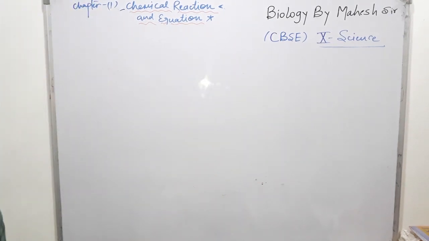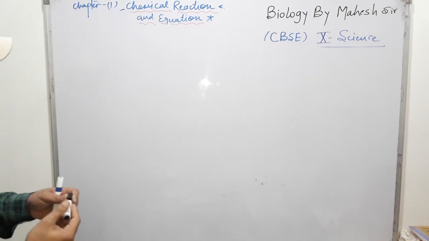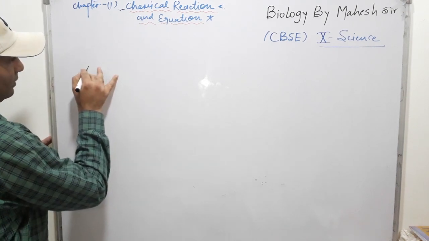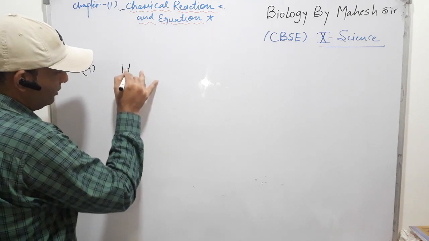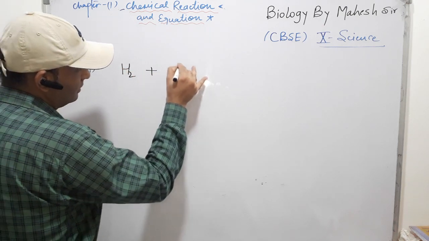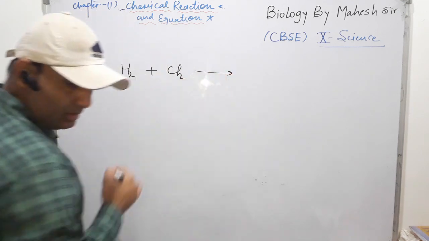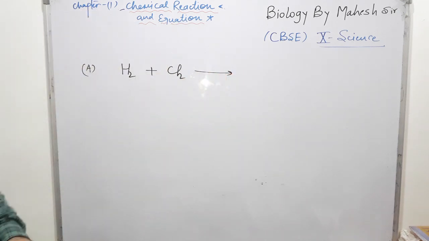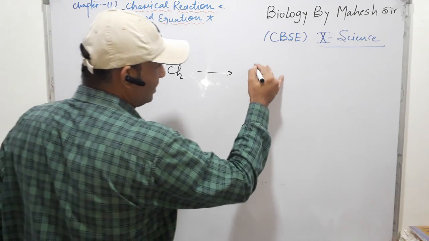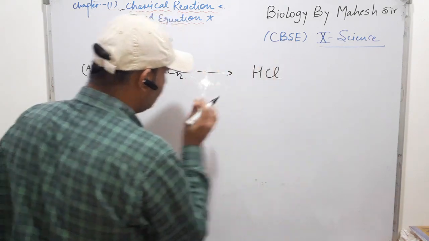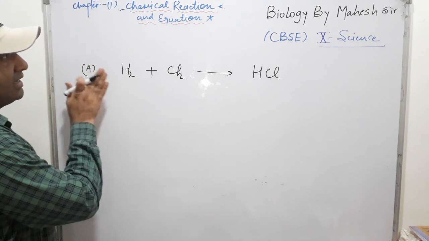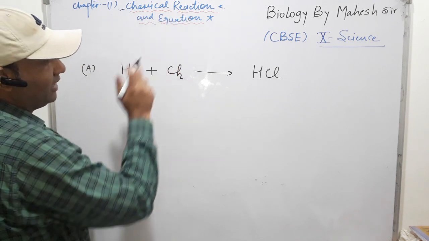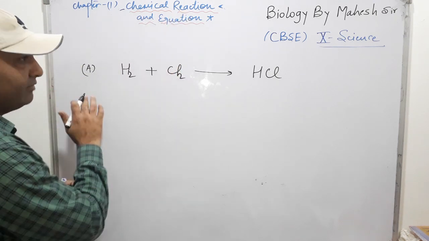First is hydrogen plus chlorine. Clear? The first question, hydrogen plus chlorine. So here hydrogen plus chlorine produce hydrogen chloride. Clear? So it is the first step of the answer, in which we write the chemical equation from the chemical reaction. Clear? Now we can balance.